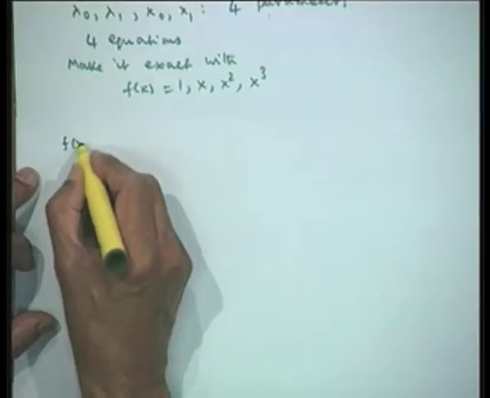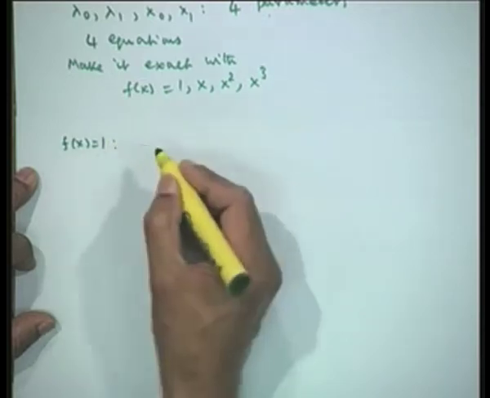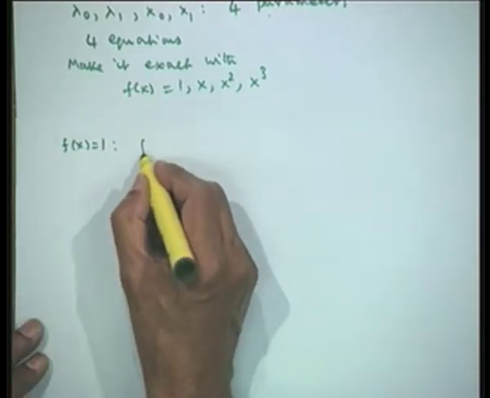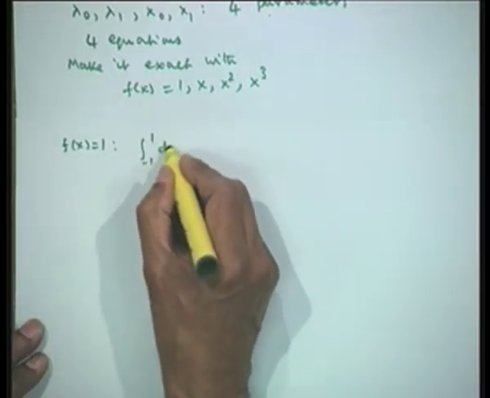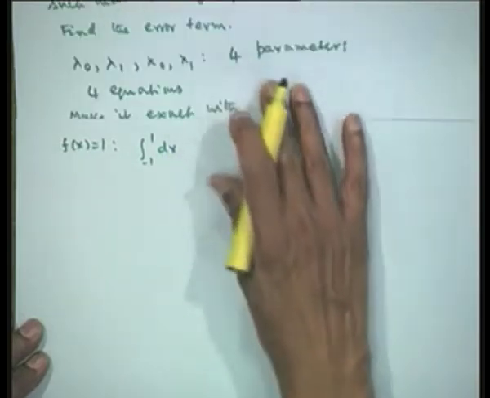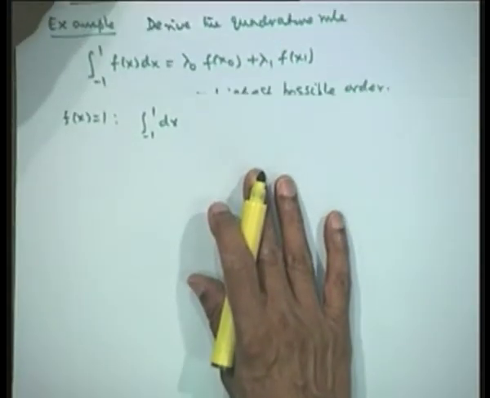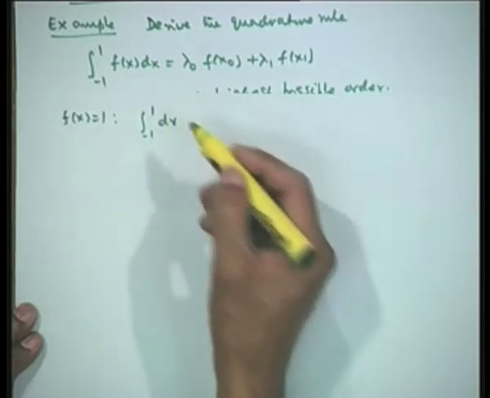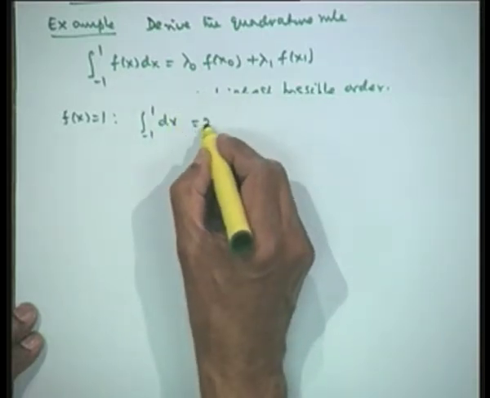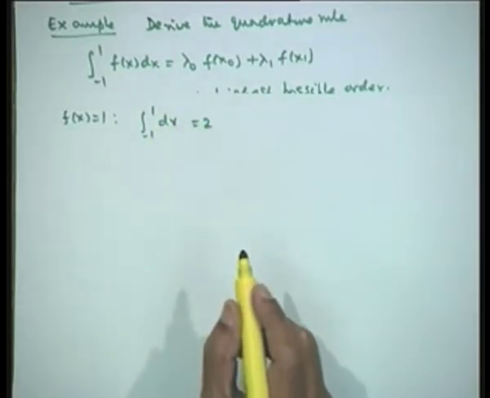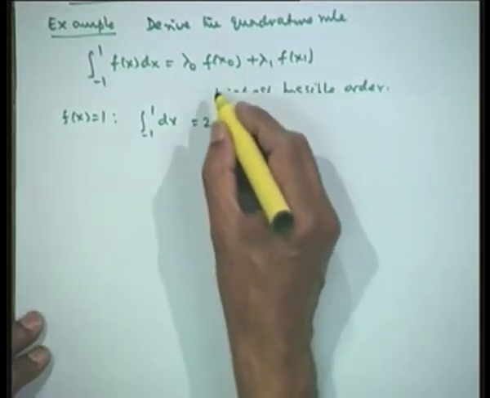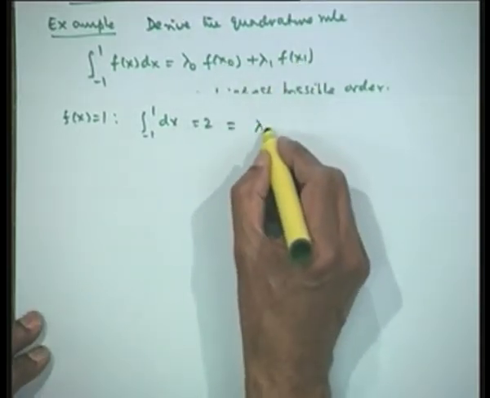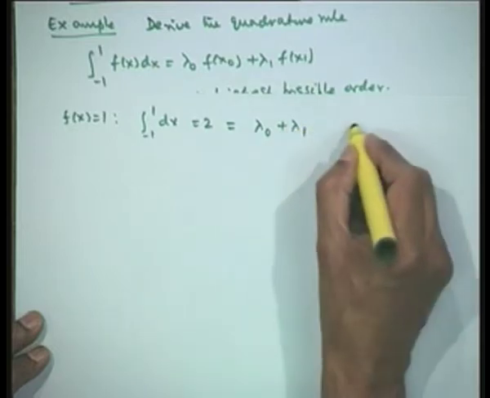Now let us do this. So let us put f(x) equal to 1. Then the left hand side is the integral from minus 1 to 1 of dx, that is equal to 2. We evaluate it, the integral is equal to 2. f(x) is taken as 1, so the right hand side is lambda 0 plus lambda 1.